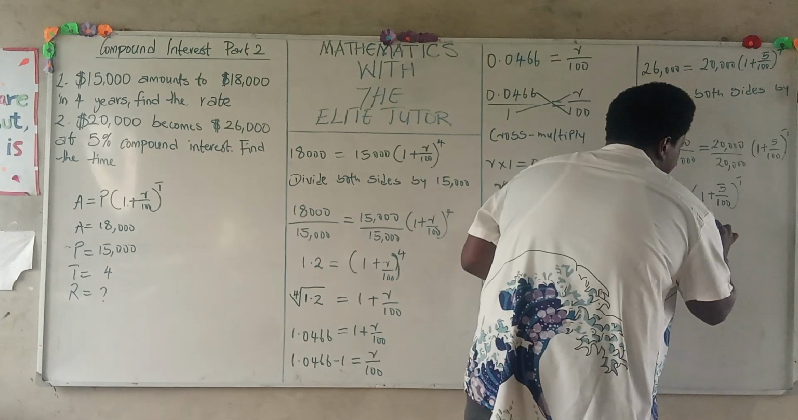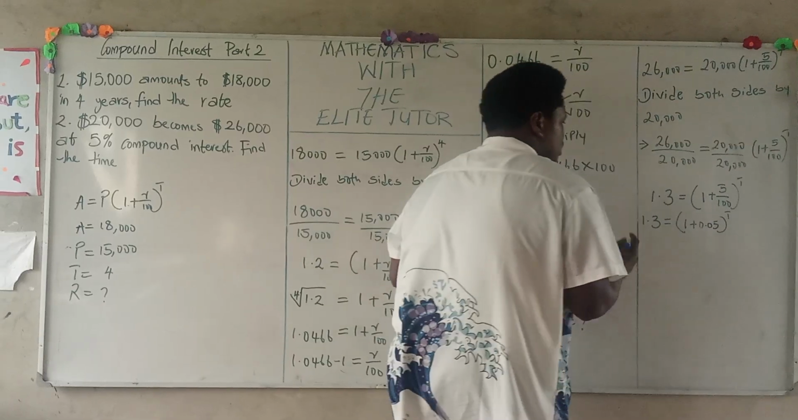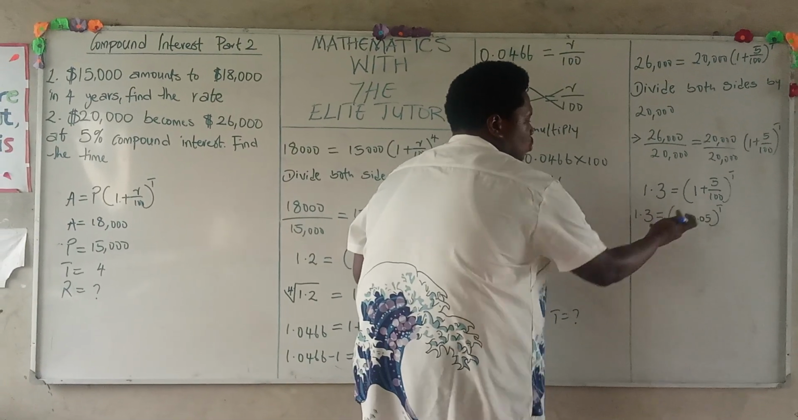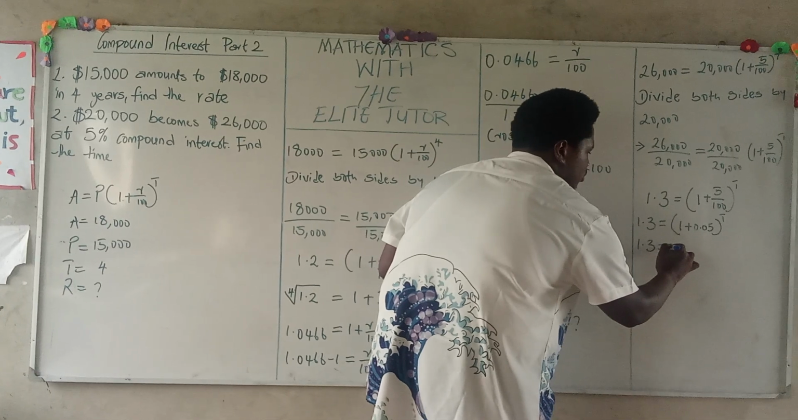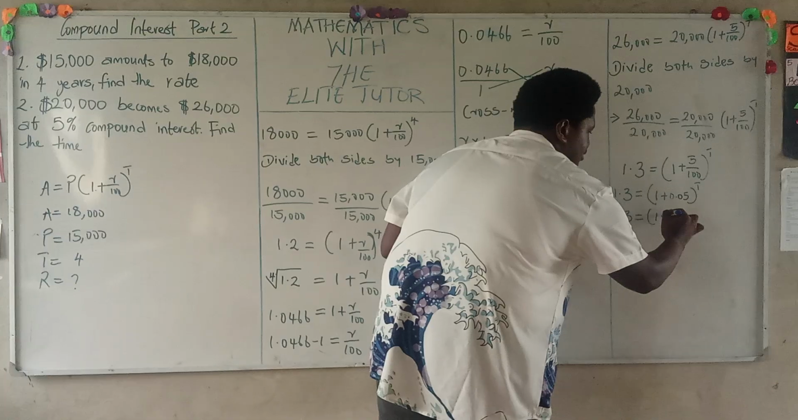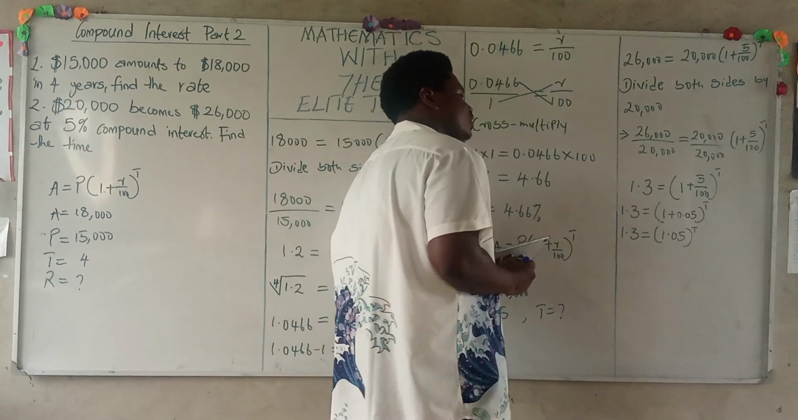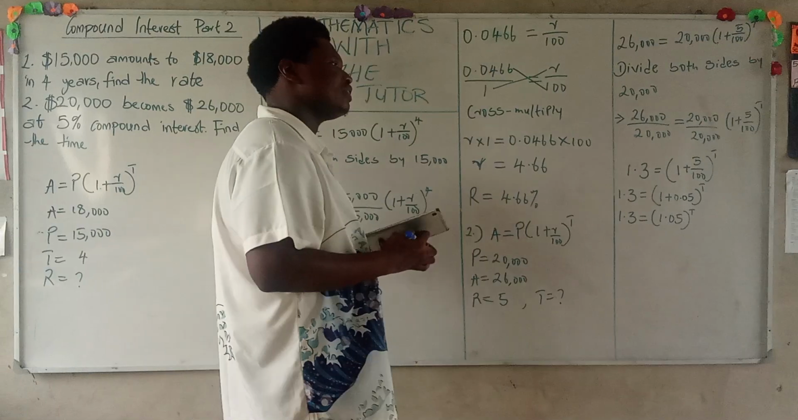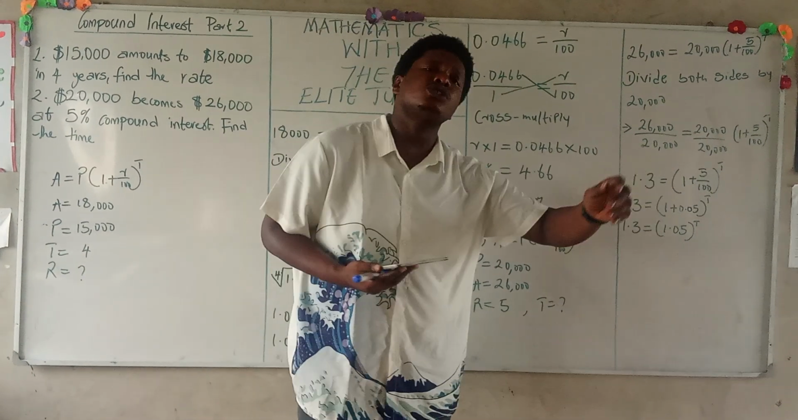So we have 0.05 raised to power T. So further, we are going to add what is inside the bracket. We have that 1.3 is equal to 1.05 raised to power T. So 1 plus 0.05 gives us 1.05. Now at this point, what are we going to do?